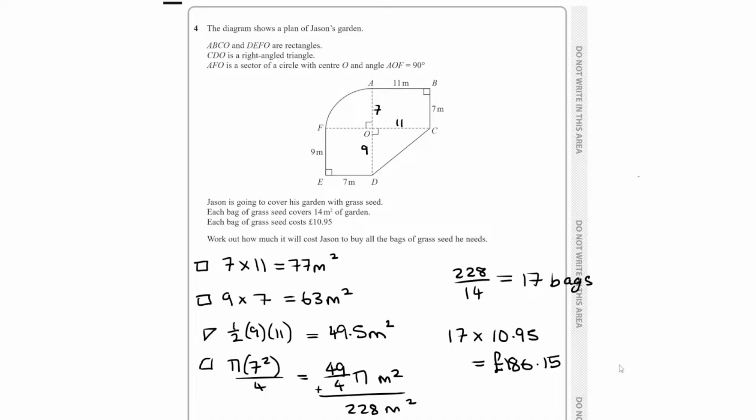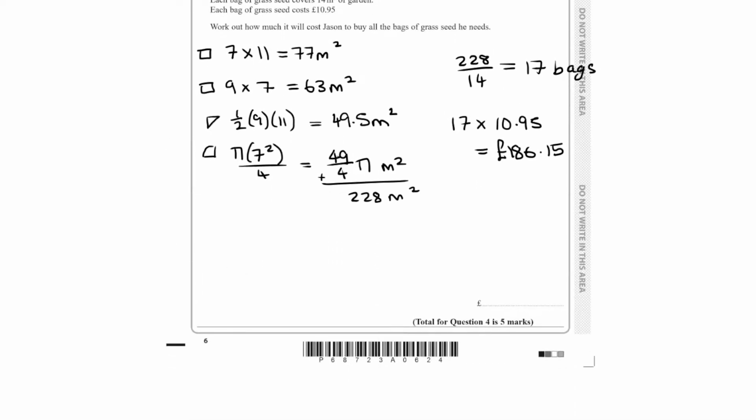And that one, I think it was an exact answer. I don't think they gave you a range. I think it was literally that, because obviously it has to be 17 bags. There's no kind of rounding situation there, is there? It is exactly 17 bags that you need. So you had to get exactly 186.15. And if I scroll down, that one was 5 marks. So I think that's quite nice, not too difficult, but a lot of marks.